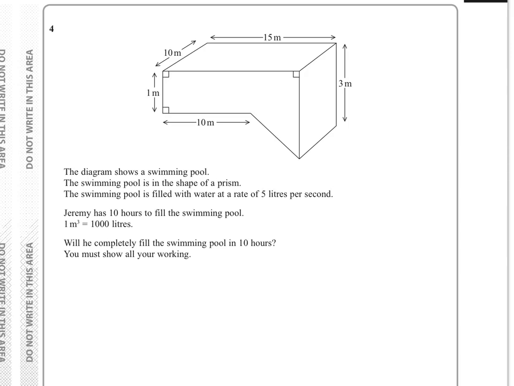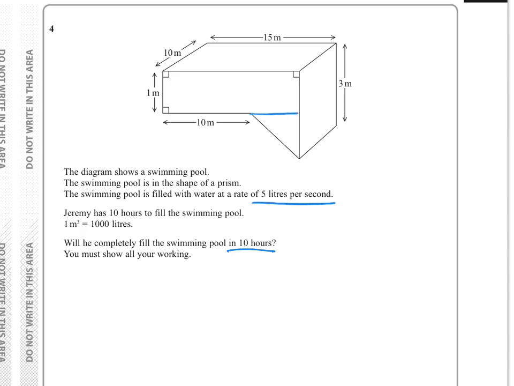We've got a diagram of a swimming pool, and it says the swimming pool is in the shape of a prism, and the swimming pool is filled with water at a rate of 5 litres per second, and we just want to work out whether Jeremy has 10 hours to fill the swimming pool. Will he completely fill it in 10 hours? So why don't we just work out the volume first in terms of litres for the entire swimming pool to be filled up.